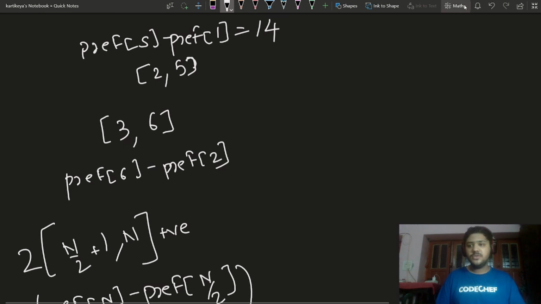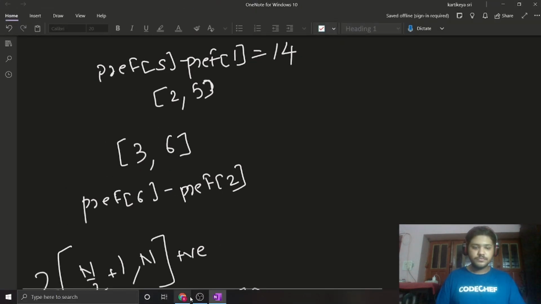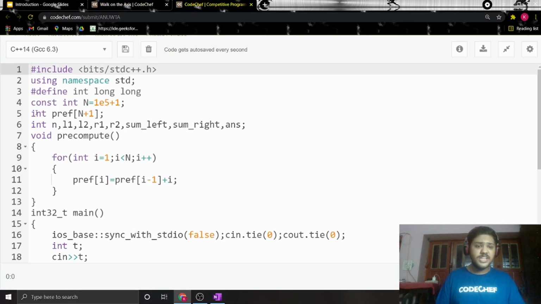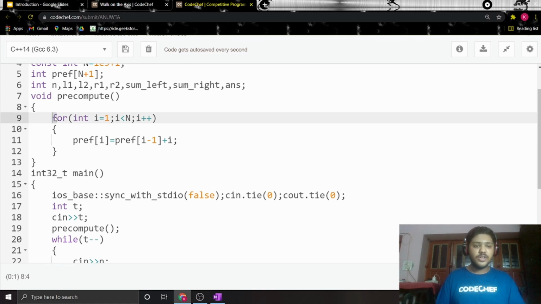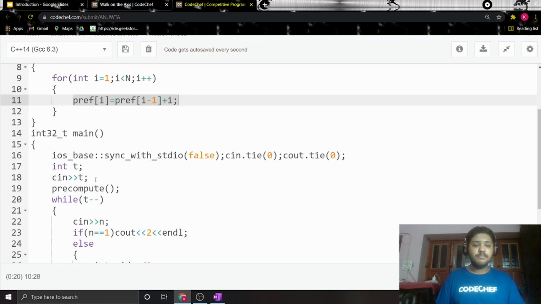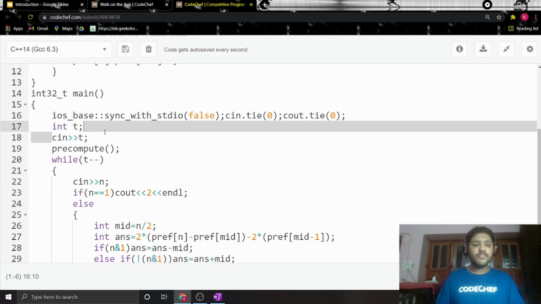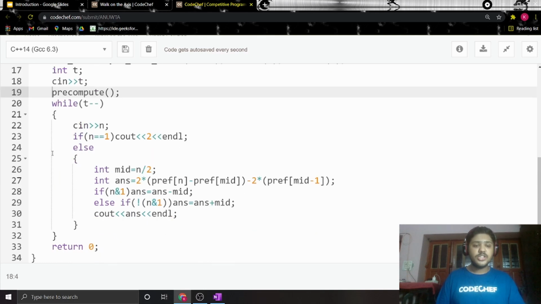Now let's move on to my solution. Here is my code. This is the pre-compute function that computes the prefix of I. Prefix of I denotes the sum of the first I numbers. Now here t denotes the number of test cases. I call the pre-compute function. Here n is the number for which we have to compute the answer. If n is 1, we just simply print 2. Elsewise, we calculate the middle number, which is n by 2.